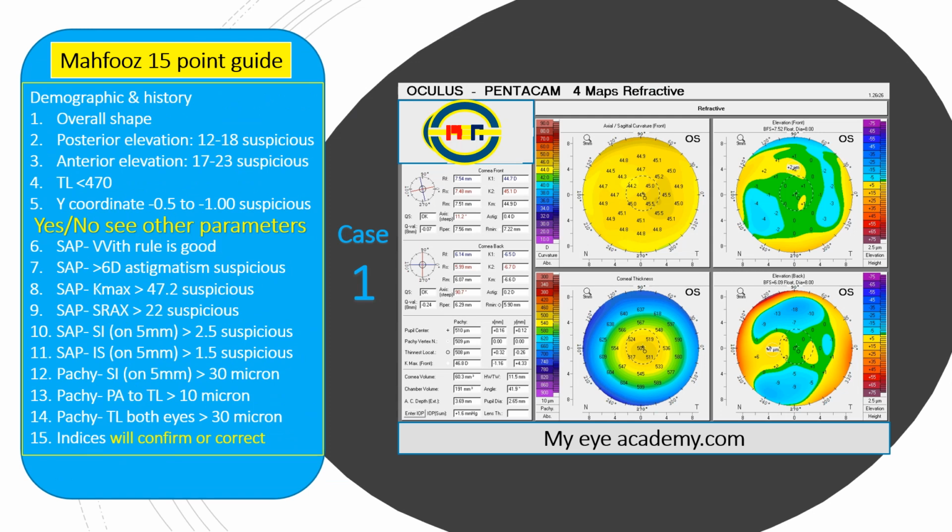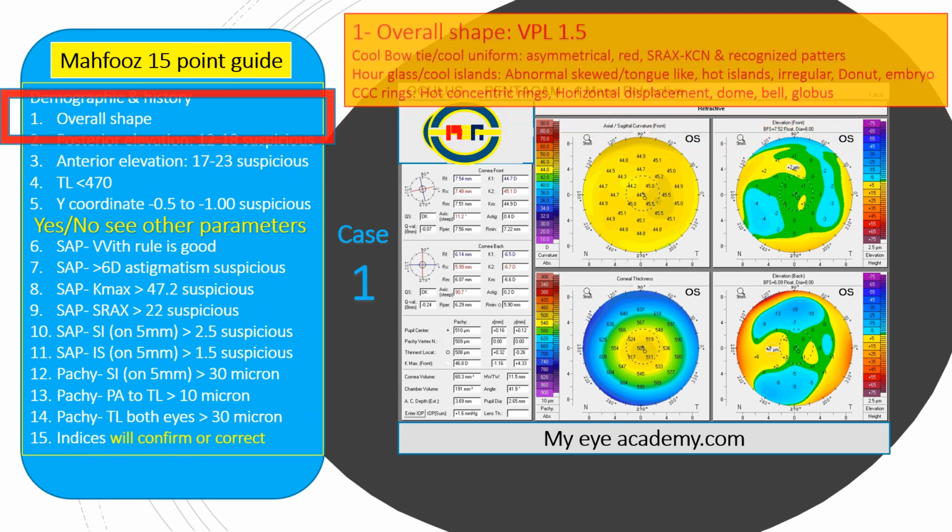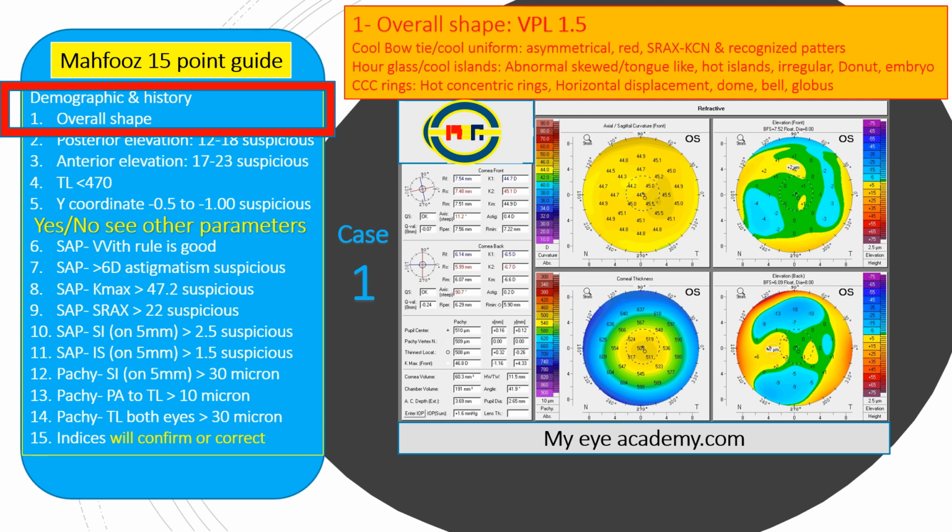Let's start with case number 1. First of all, see the overall shape. On the SAP map, the overall shape is cool uniform. On elevation map, it is an hourglass, and on the Pachy map, it's a CCC, which is central cool concentric rings. So all of these are the patterns of a normal shape, so most probably it's a normal cornea.